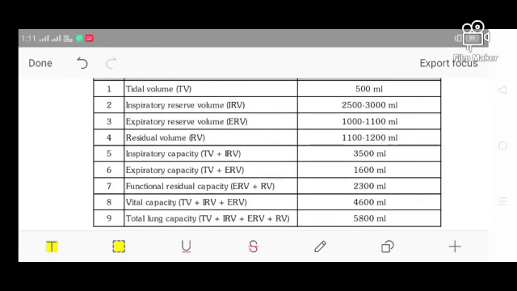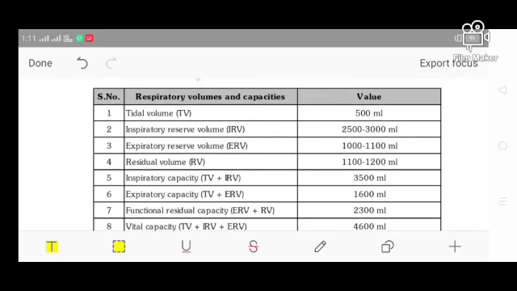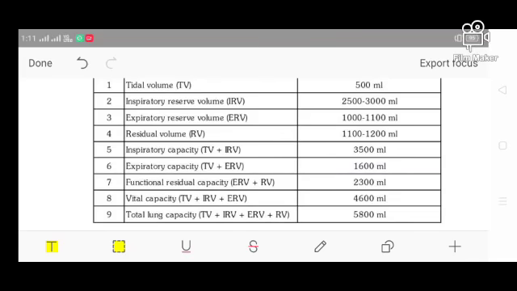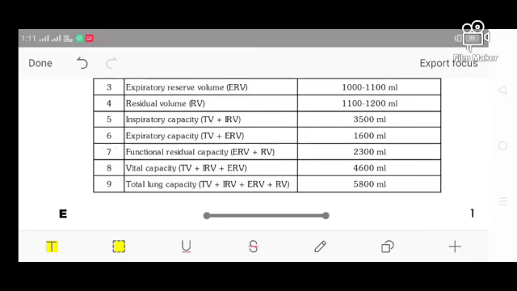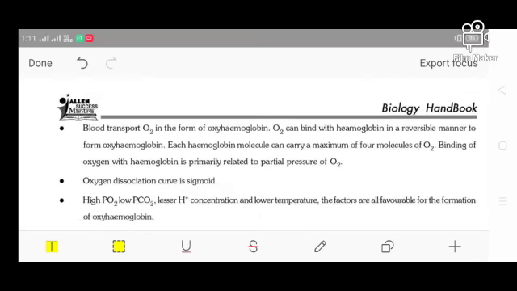What is inspiratory reserve volume? It is the amount of air that goes inside our lungs by the inspiration process. After that, what is expiratory reserve volume? Expiratory reserve volume is the amount of air which can be expelled from the lungs. And residual volume: after expiration, the volume of air that remains inside the lungs is known as residual volume. Okay, so this is the general idea.